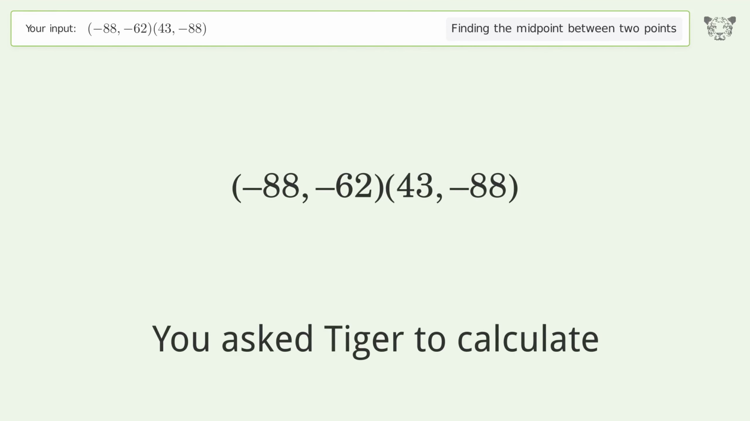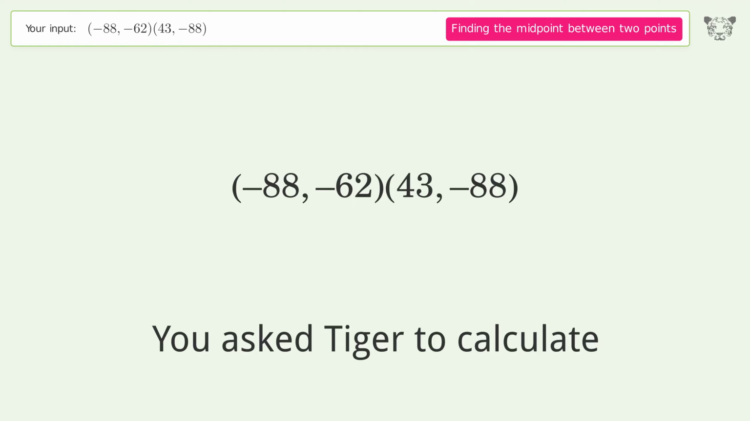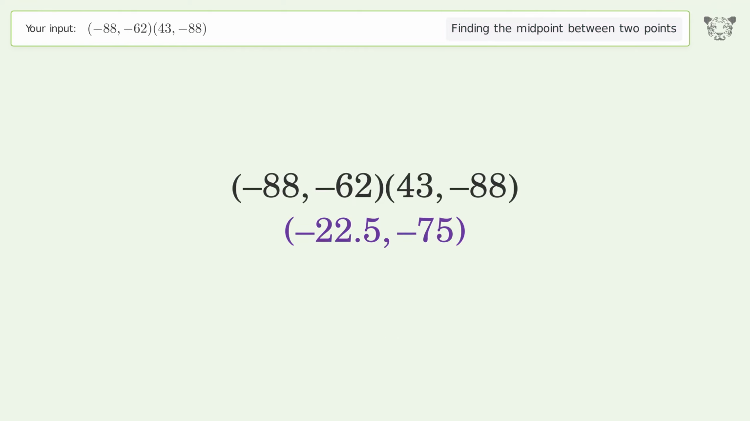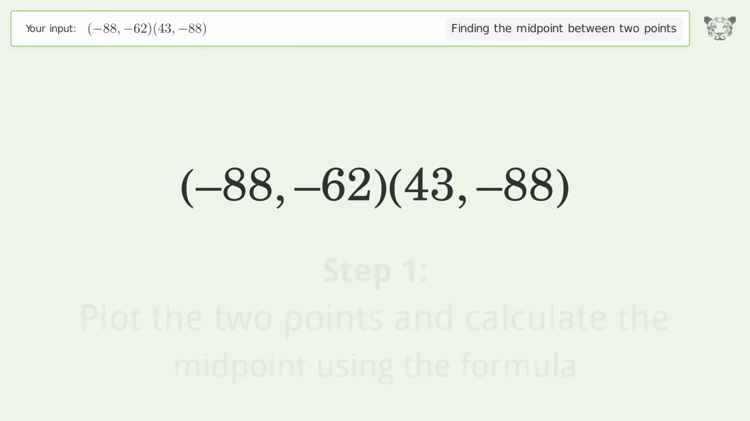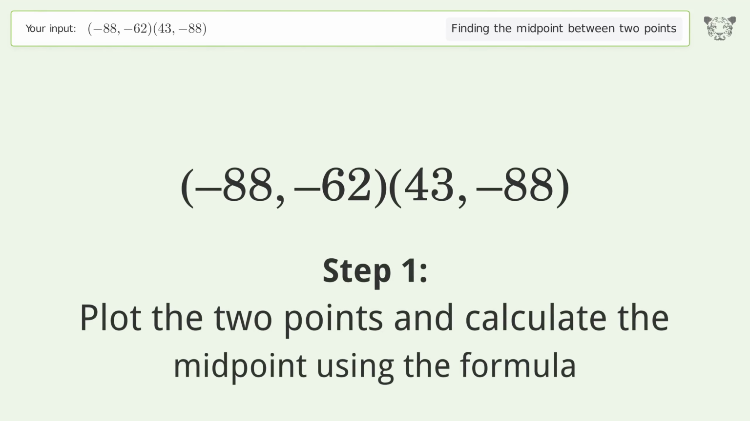You ask Tiger to calculate. This deals with finding the midpoint between 2 points. The midpoint between the 2 points is -22.5, -75. Let's solve it step by step. Plot the 2 points and calculate the midpoint using the formula.